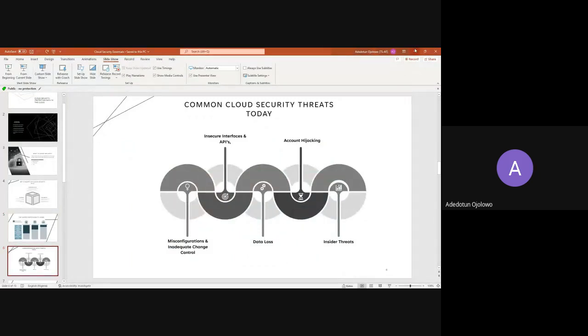And the first one is misconfigurations and inadequate change control. Misconfigurations are basically one of the major reasons for a lot of cloud data breaches and incidents, where people don't assign the right policies, where services such as S3 or different services are not configured rightly. It's a very big threat and a very big risk today.